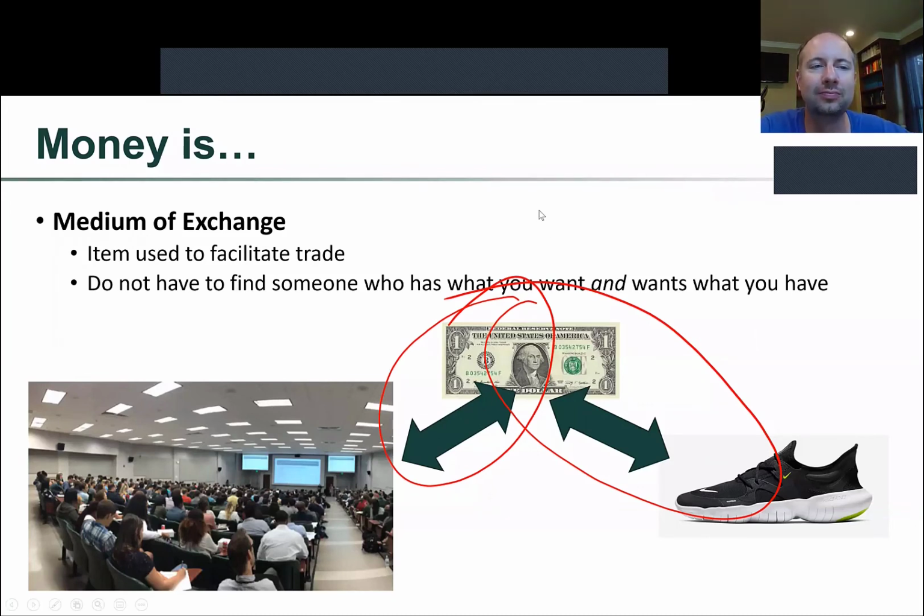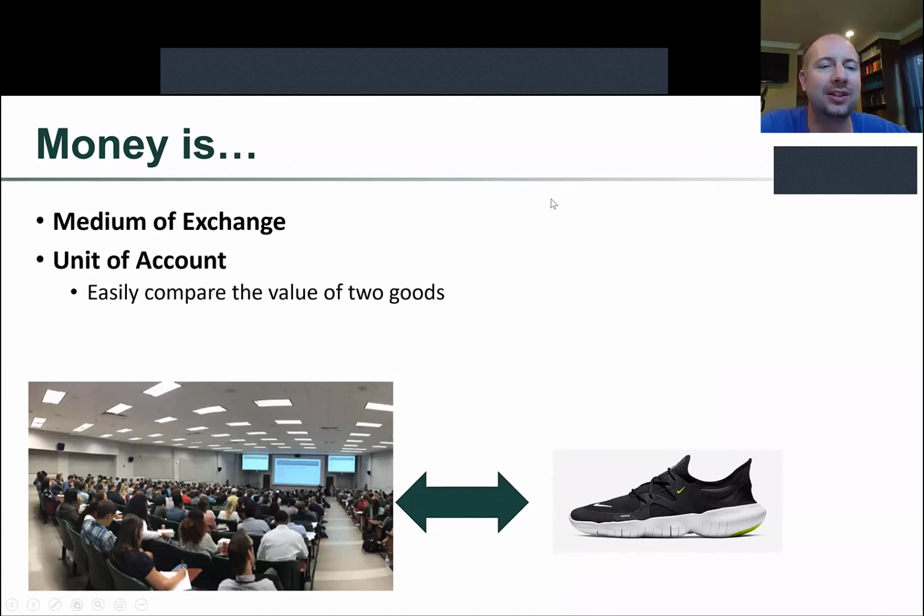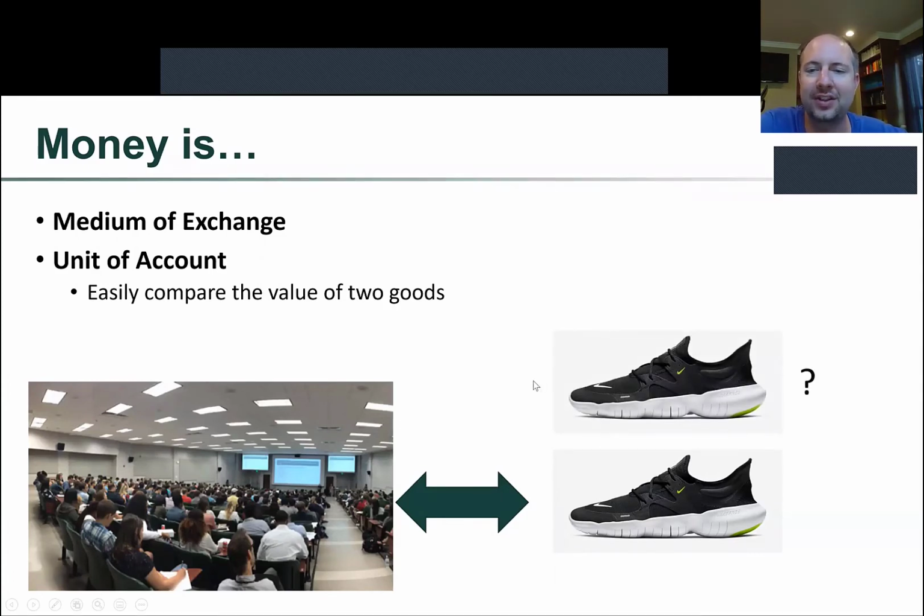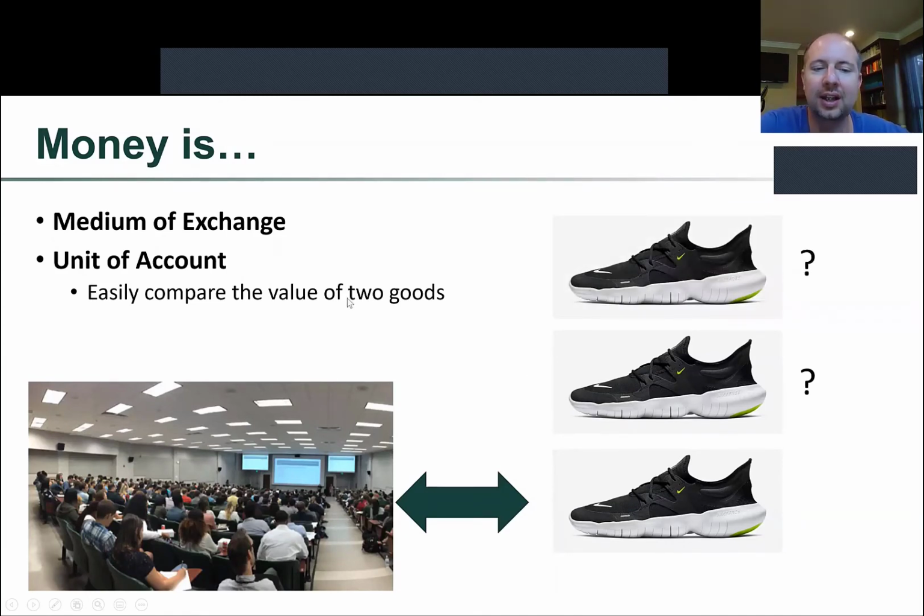Money is also a unit of account. It allows you to easily compare the value of two goods. If I give my lecture and I'd like to trade this for some shoes, well, do I have to give you, are you going to give me 2 shoes for today's lecture, 3 shoes? I could say, well, I see the last person who bought shoes from you gave you an hour and a half of some carpentry work, and I don't know how that compares to one econ lecture. So it's not easy to compare the value of things.